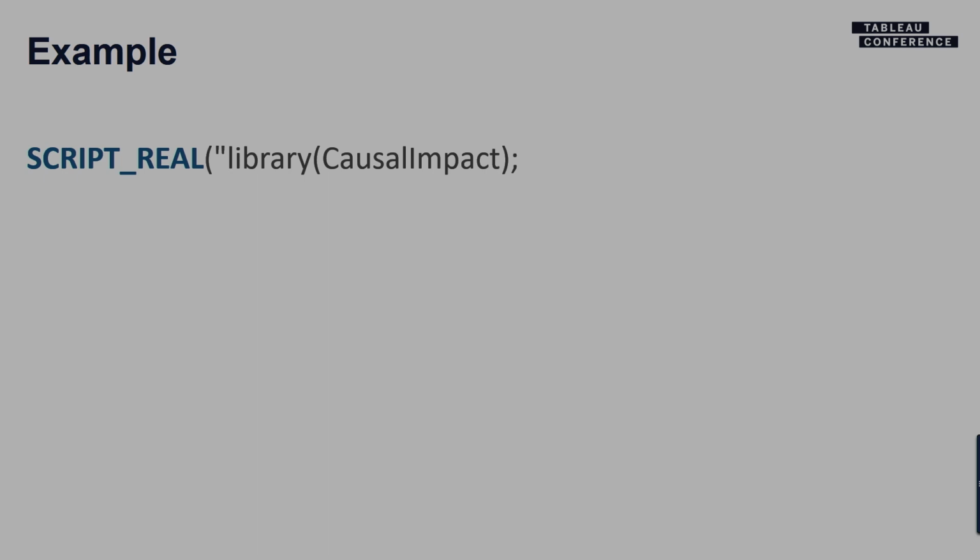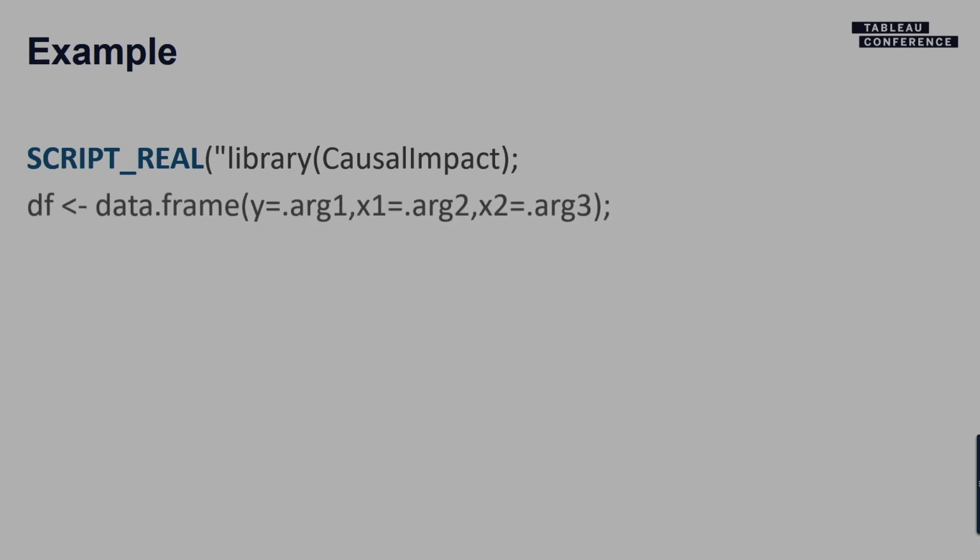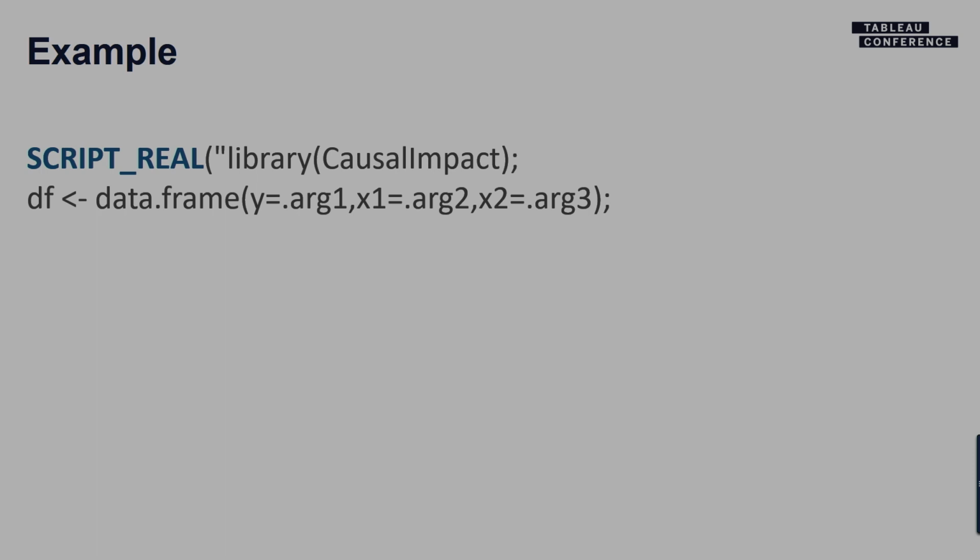I begin this calculation by calling that library, by opening up my double quotes, and within the next line, I define my data frame. Here, you'll see that within my data frame, I have 3 variables that I'm pulling in: y, x1, and x2. Pay attention here to the fact that we also have these mappings to these different arguments: arg1, arg2, and arg3.